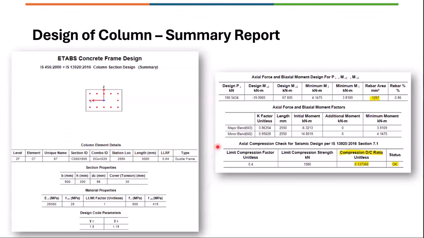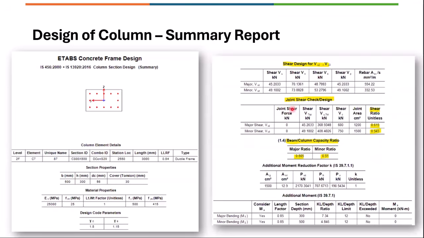All right. So in the summary report, you'll get to see for a particular station location and a particular combination, what is the rebar required. And it also gives an output for clause 7.1 of 13920, where the axial strength is 0.4 fck. That is also reported now.